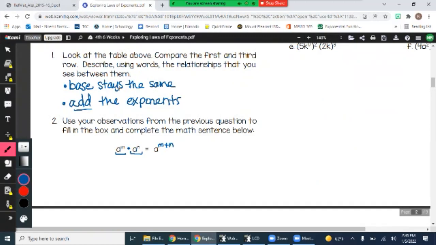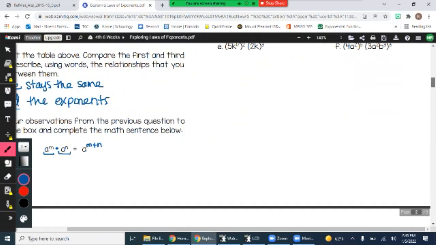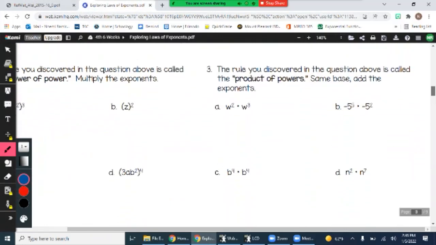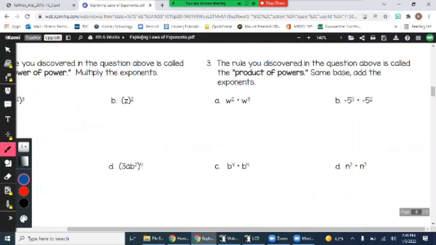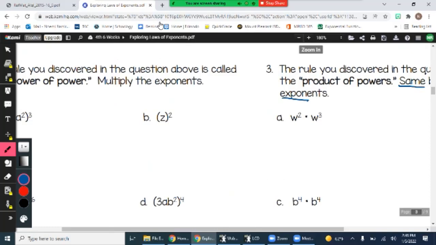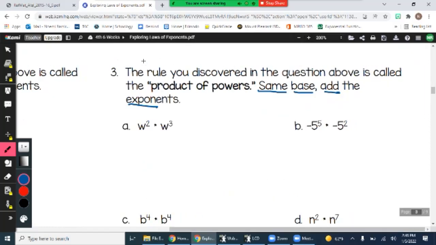Okay, ready? Think you're ready? Maybe? All right, here we go. Let's do some examples. Here's the very first one. I'm going to zoom in. So now that we've discovered the rule in product of powers, if you're multiplying 2 powers that have the same base, you add the exponent. If they have the same base, you will add the exponent.